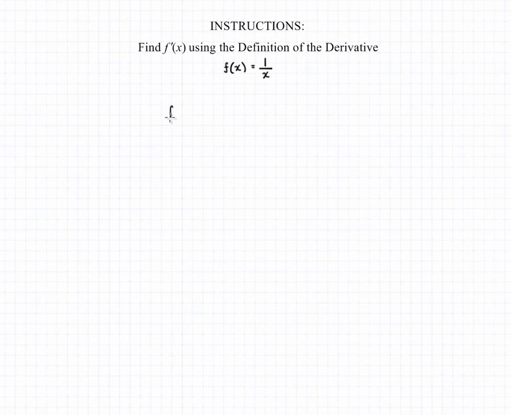In order to find the derivative of 1 over x, we're going to begin by writing out the definition of the derivative. So we have the limit as h approaches 0 of f of x plus h minus f of x, and all of that over h. So those two quantities are what we're looking for to plug into our formula.